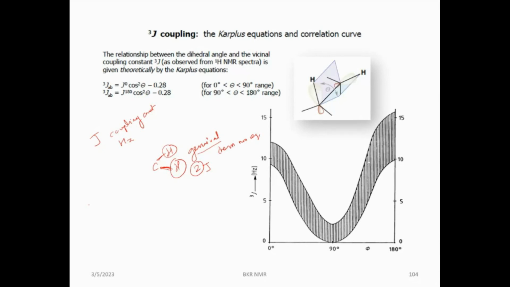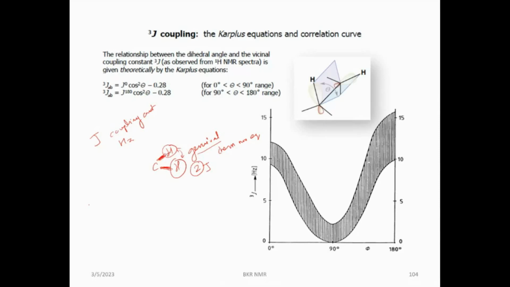So coupling and splitting will be only between non-equivalent protons. Keep this in mind: coupling happens only between non-equivalent protons. This is 2J coupling. Why 2J coupling? Because these 2 hydrogens are coupling, so how many bonds are there between these 2 hydrogens?